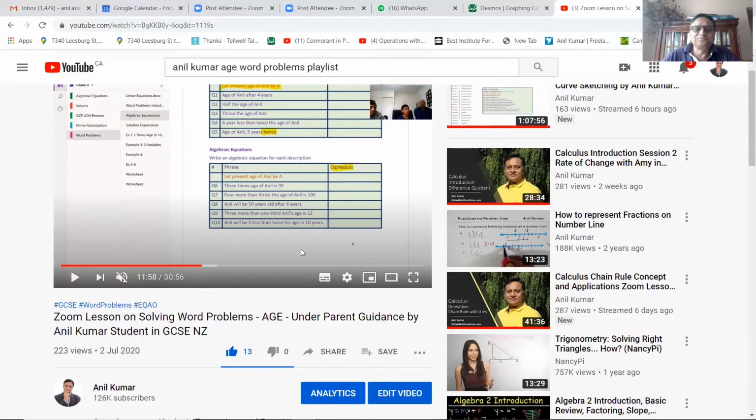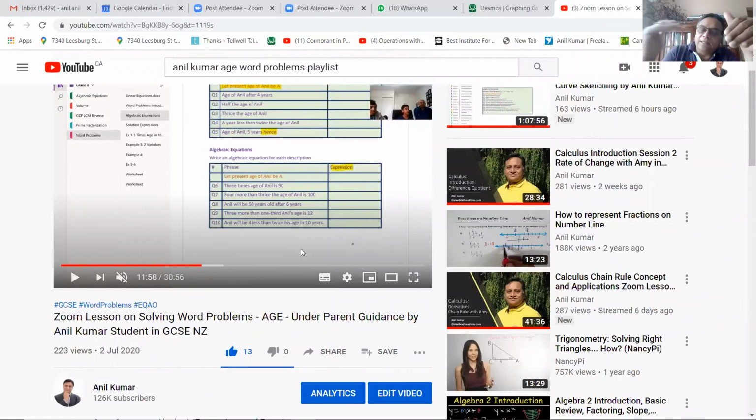10 equals A minus 4. Again, twice his age. Anil will be 4 less than twice his age in 10 years. Yes. 10 is equal to 2a minus 4. Anil will be 4 less than twice his age, means 2a minus 4. So in 10 years.